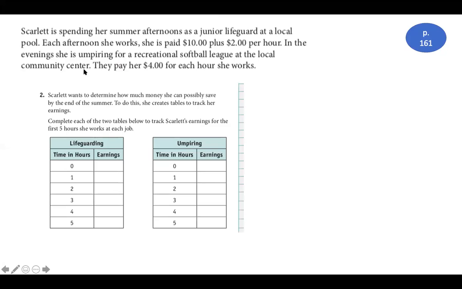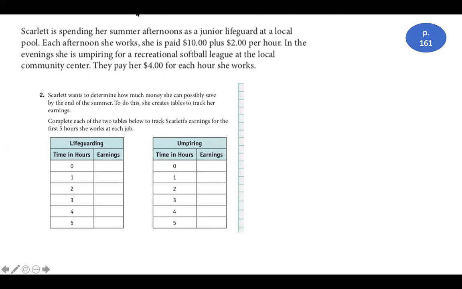So Scarlett is spending her summer afternoons as a junior lifeguard at a local pool. Each afternoon she works, she's paid $10 plus $2 per hour. In the evening, she is umpiring for a recreational softball league at a local community center. They pay her $4 for every hour she works. So we're on page 161 in your book.